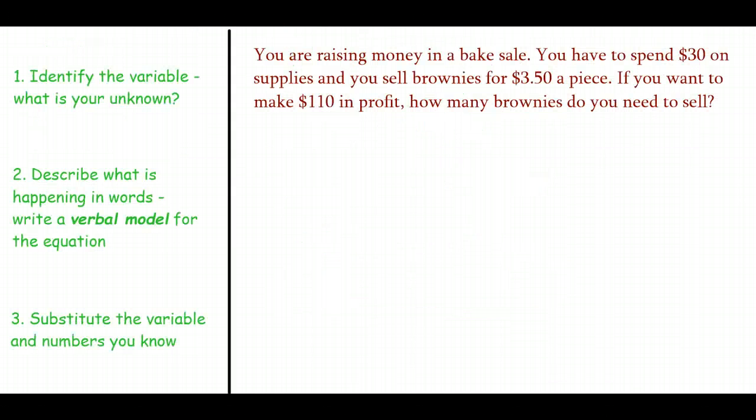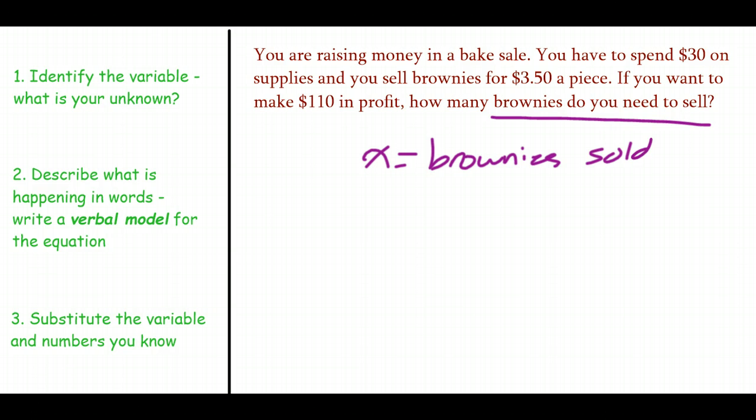So the next problem, problem number 4, go ahead and pause the video, figure out this one, and come back and we'll discuss it. So here we want to know how many brownies we have to bake in order to make a certain amount of profit. So our unknown is going to be the amount of brownies we need to sell. X equals brownies sold. We also know that we have a few different things we need to worry about. So we're interested in making $110 in profit.